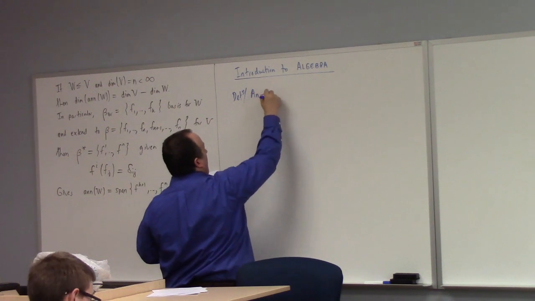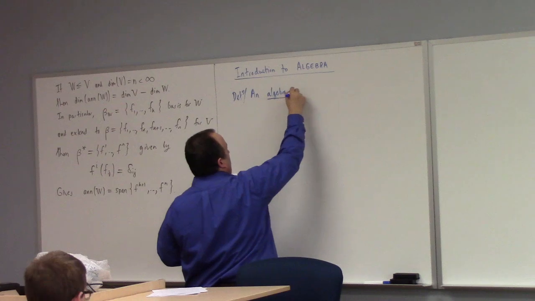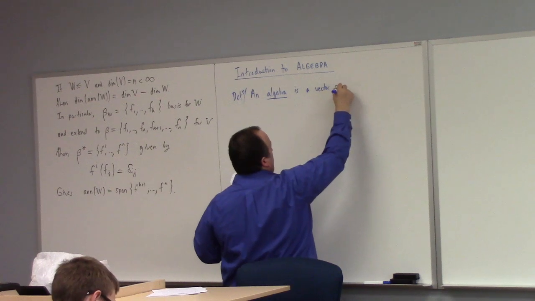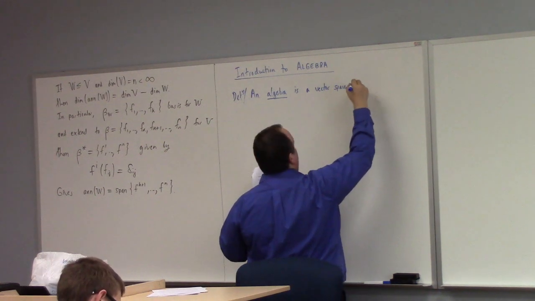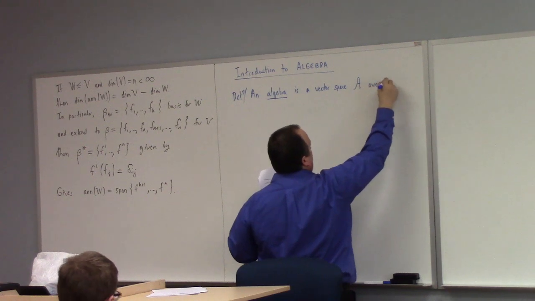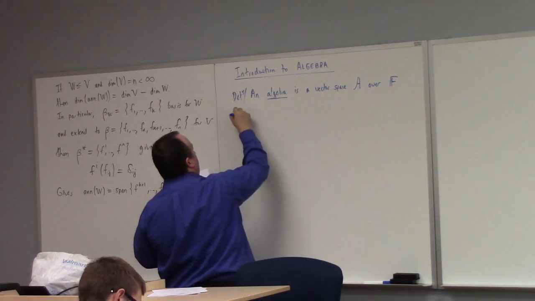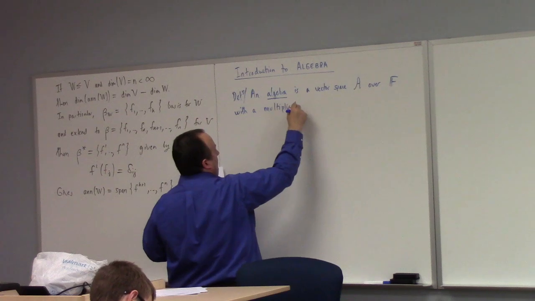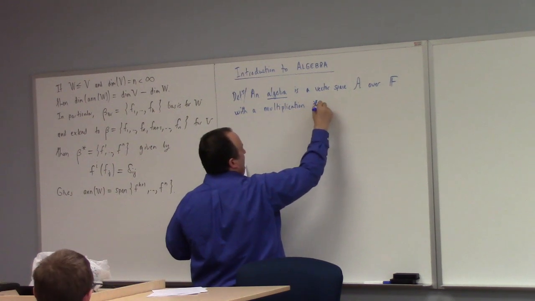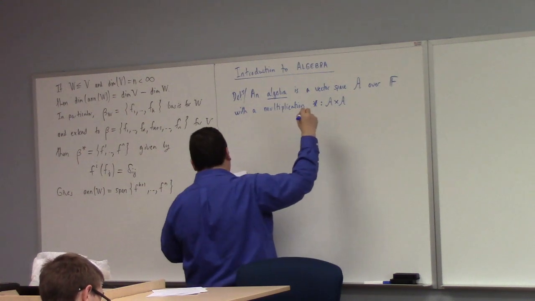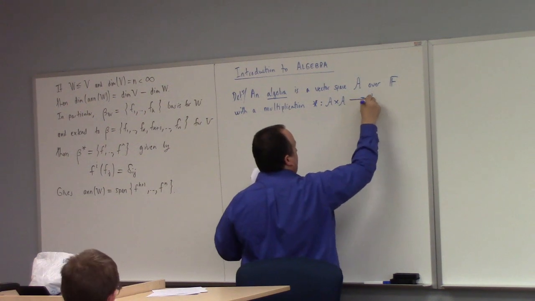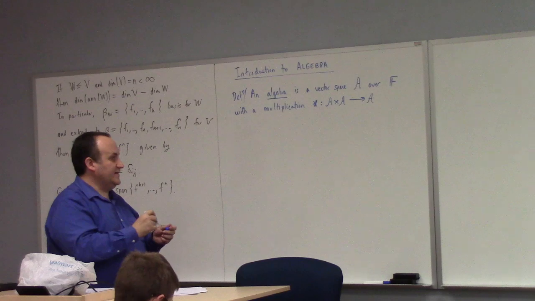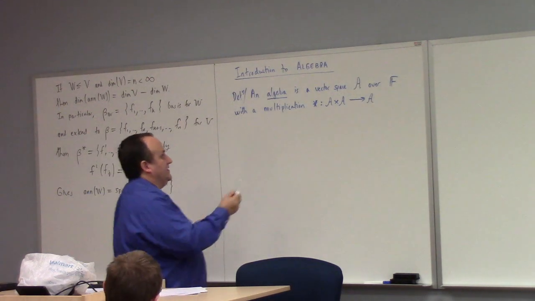An algebra is a vector space, which I'm going to call A, over a field F with a multiplication. What's a multiplication? So we're going to use the symbol star for that. That itself is going to be a mapping from the Cartesian product of the algebra with itself back to the algebra. All right? And we're going to assume that this multiplication satisfies some basic conditions.